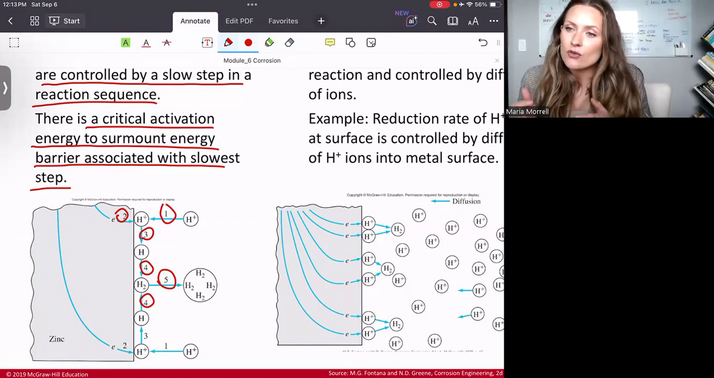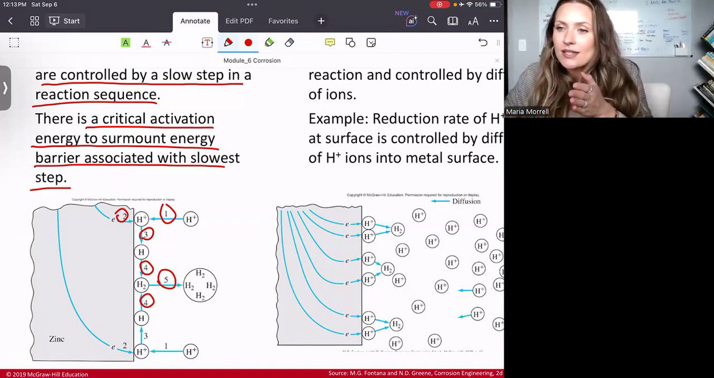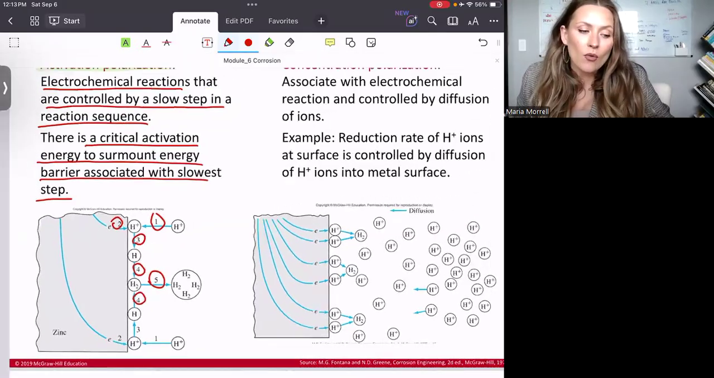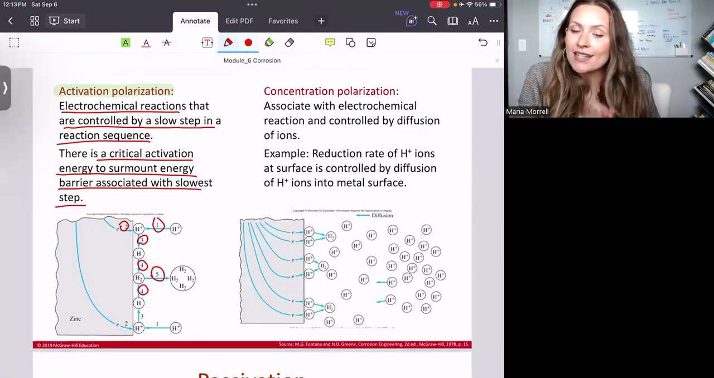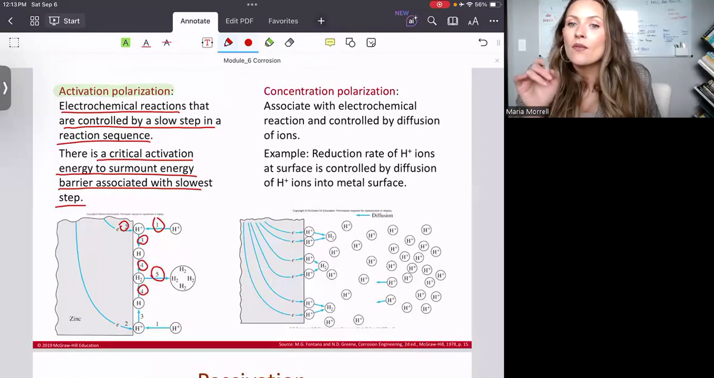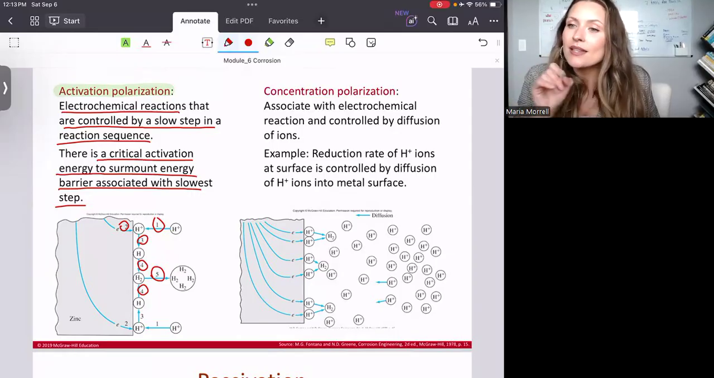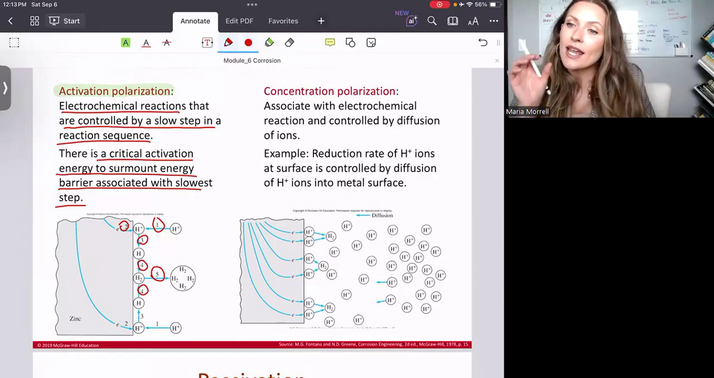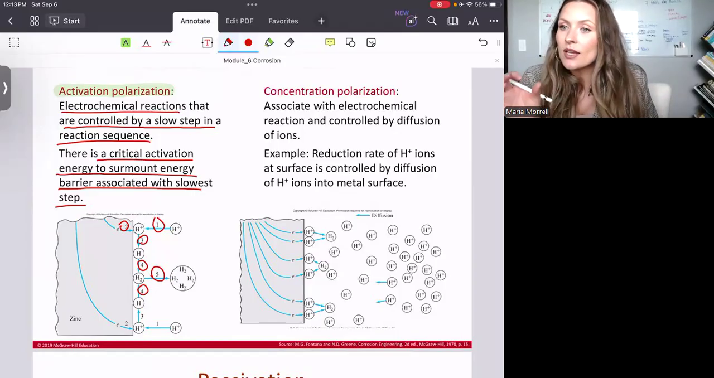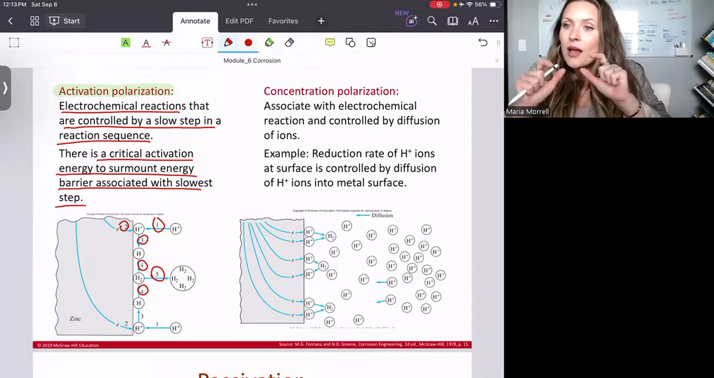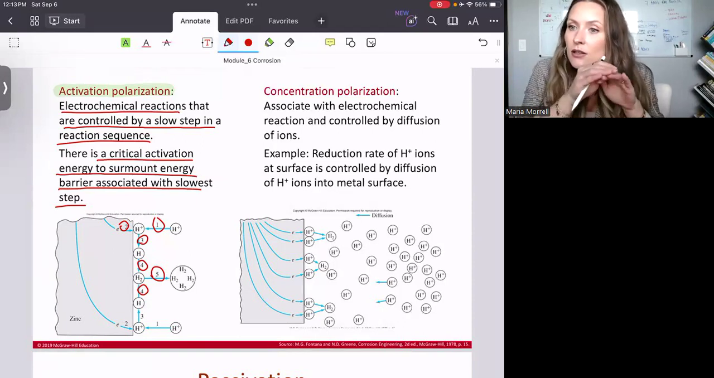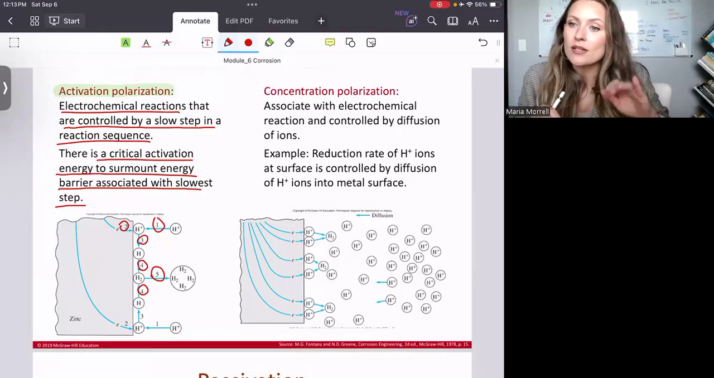So I can take the corrosion process and break it down into a sequence of steps. Now, in the process of activation polarization, the electrochemical reactions are controlled by the slowest step in the sequence. And there is a certain energy associated with that process, meaning that I have to supply that minimum amount of energy that will kick in that slowest step. And that slowest step is going to also control the reaction.